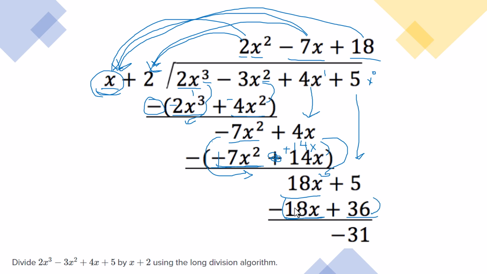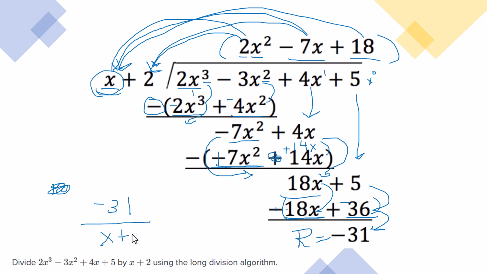We need to subtract. So this becomes negative and this becomes negative. So when we add these two together, we get 0 and we get -31 here. So this is our remainder because we're at the end of the road up here. So this is our answer, and you need to include the remainder. You can either write it with an R, but we typically write it as remainder -31 over x plus 2. That's our remainder.